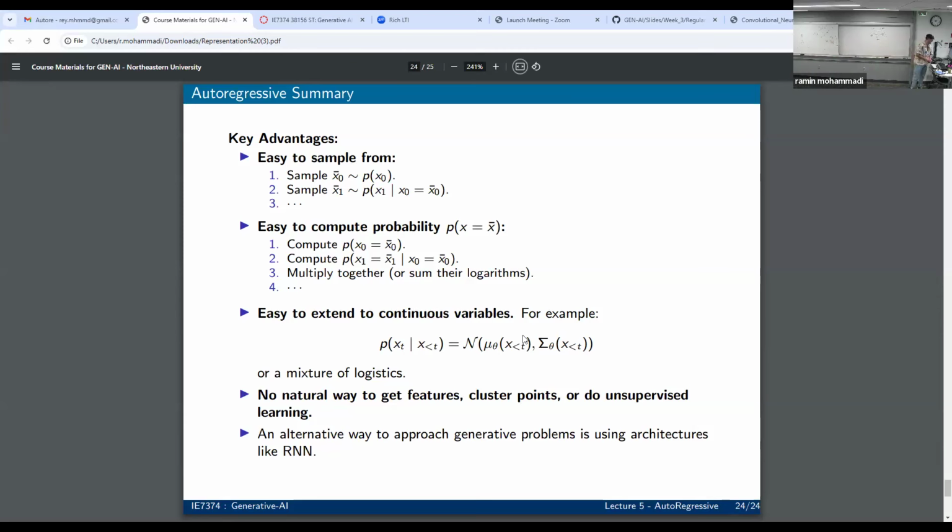An alternative approach we will talk about in the next class is going to be RNNs, using recurrent neural networks to do generative modeling. Those also have some flavor of autoregression, because it's going to be one token at a time that you use for prediction. All right.